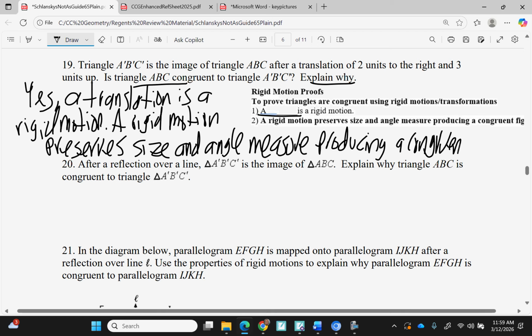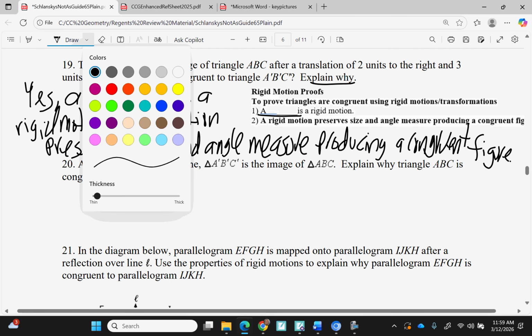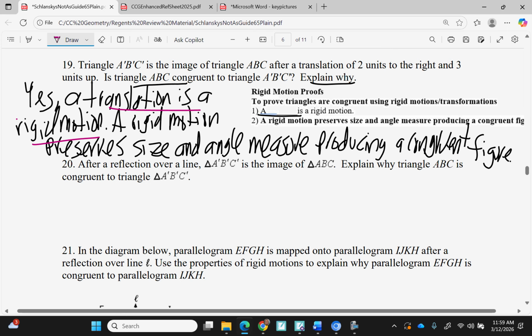That's always the explanation. If it says use properties of rigid motions to explain why they're congruent, or if it just says explain why they're congruent, the answer is always yes. A translation is a rigid motion. A rigid motion preserves size and angle measure, producing a congruent figure.